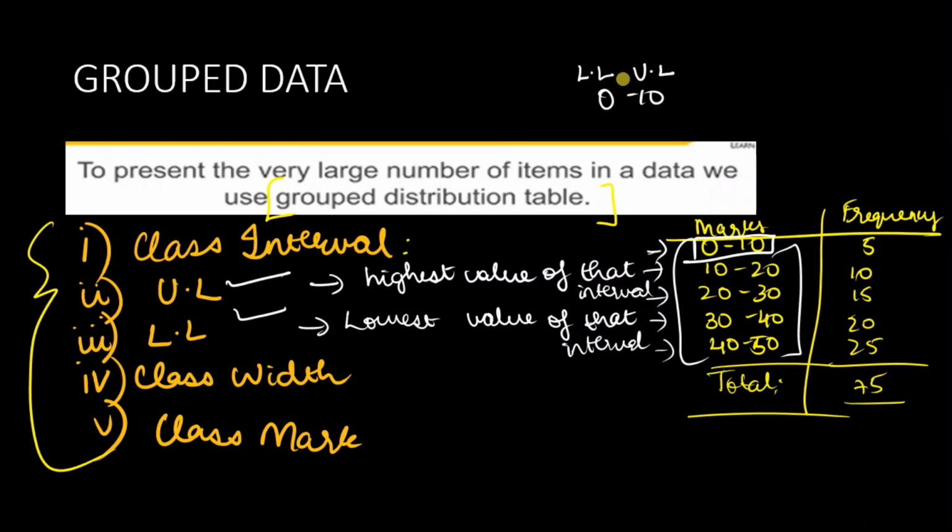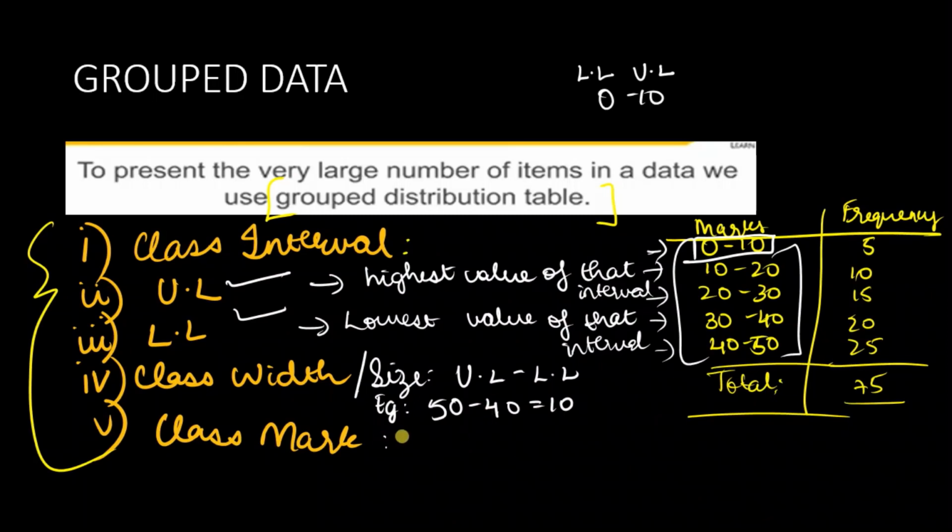Another important thing is the class width or size. The difference between the upper limit and the lower limit of a class is called its class size or class width. So basically upper limit minus lower limit. When we subtract this, we get the class width or size. For example, to find the class size of 40 to 50, upper limit minus lower limit is 50 minus 40, which is 10. That's how we find the class width.